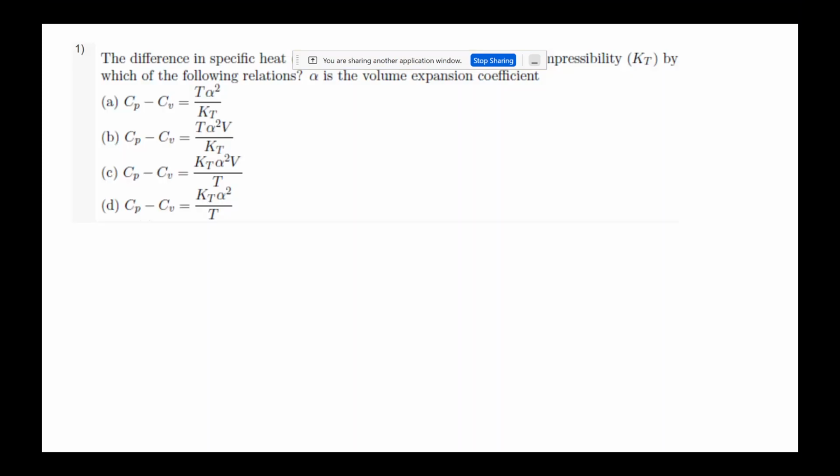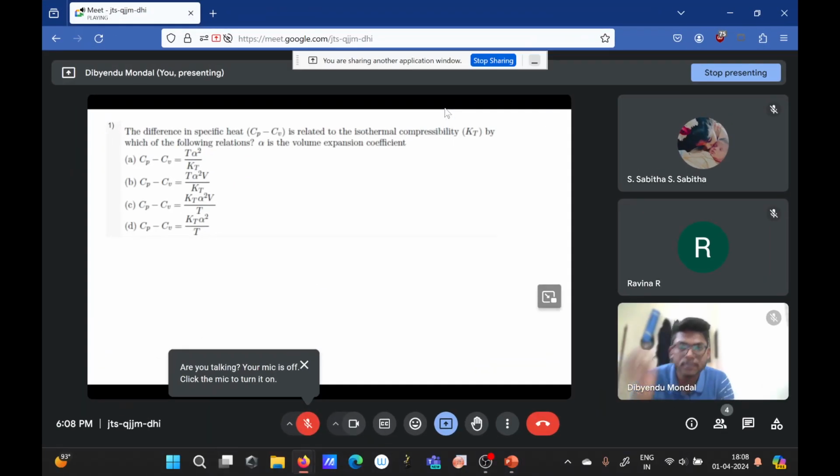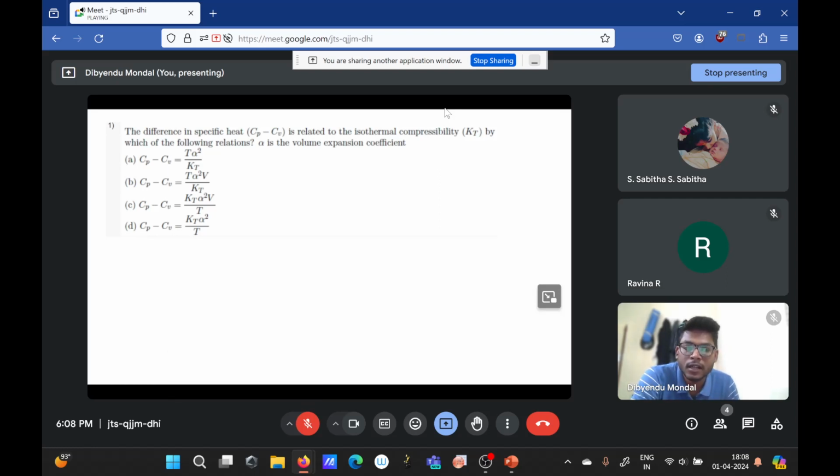Okay, so the first problem says that the difference in specific heat Cp minus Cv is related to the isothermal compressibility Kt by which of the following relations, where alpha is the volume expansion coefficient.